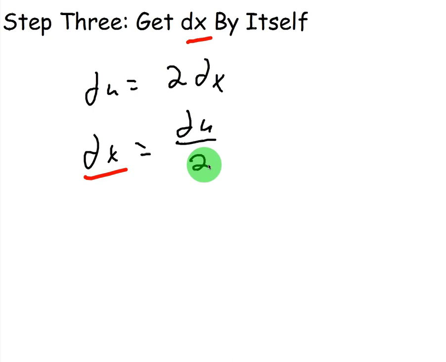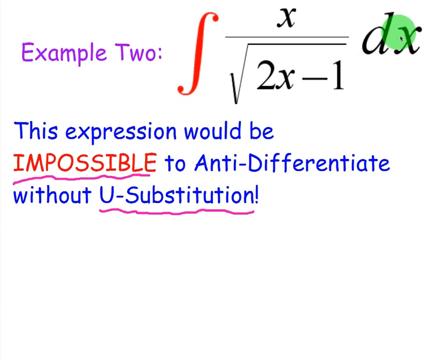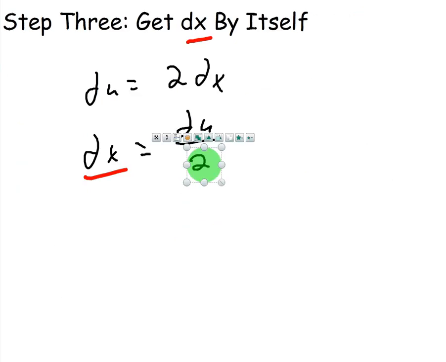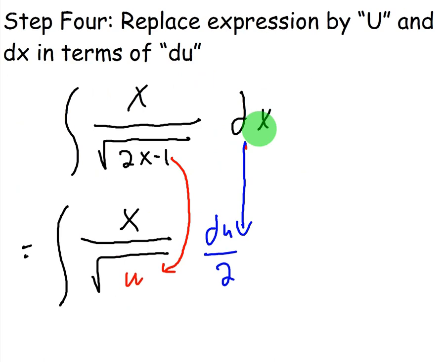And again, we're doing that because when we go to take the antiderivative, everything has to be in terms of u, including this dx. Step 4, replace the expression by u and dx in terms of du. So our u was 2x minus 1, so 2x minus 1 is going to be replaced by u, and our dx we just figured out is equal to du over 2. So it's going to be replaced by du over 2. Now this leads us to one of those steps that we didn't use last time. We still have an x. We cannot take the antiderivative of this because there's an x here.